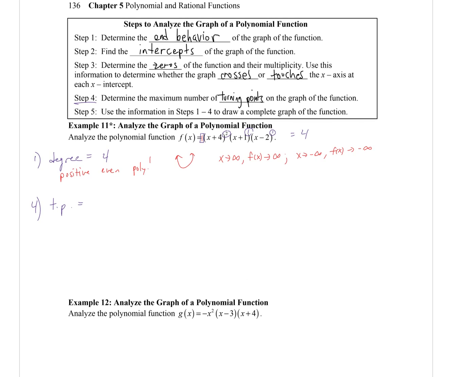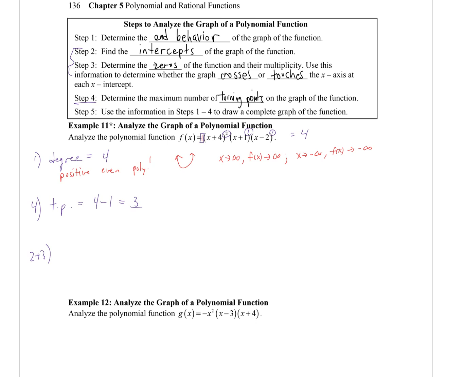Now the number of turning points, we said a second ago, that's an easy one. I'd rather do step 4. That's just whatever the degree is minus 1, or in this case 3. That's really easy. Now we're going to do steps 2 and 3 at the same time. I'm not going to do the y-intercepts, just the x-intercepts. But as soon as I do each x-intercept, I'm going to do the multiplicity, and whether it crosses or touches the x-axis.